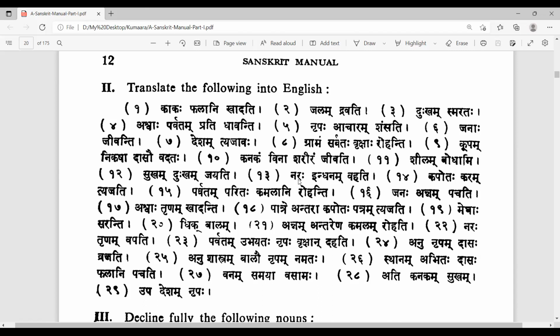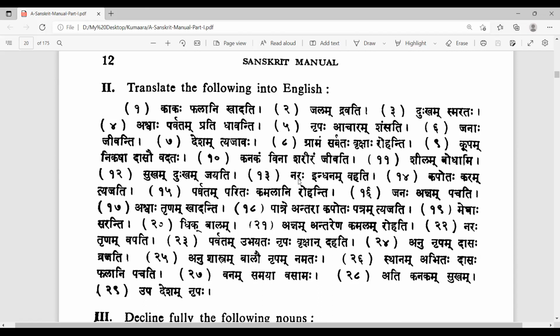Okay. Anu nripam dasaha vrajati. Vrajati is kriyapadam. Kaha vrajati, dasaha vrajati. Kam dasaha vrajati. Anu nripam dasaha vrajati. He follows the king, right? Goes along with the king. Okay, actually I didn't get the meaning. Okay. Anu, yeah, Anusarati, like that. Follows the king.